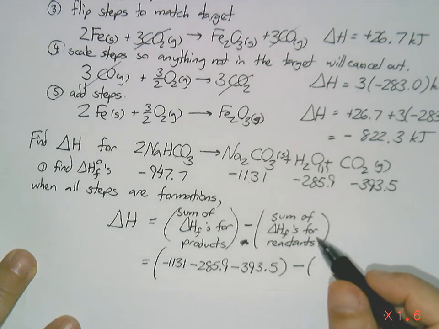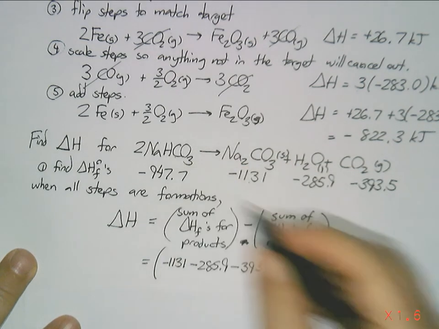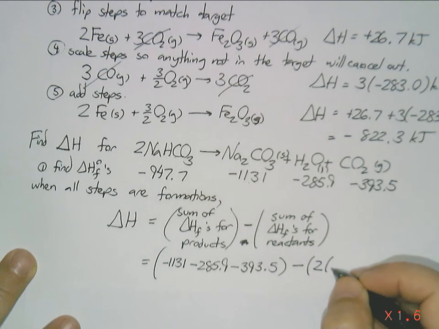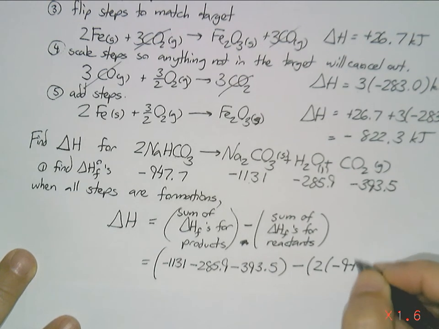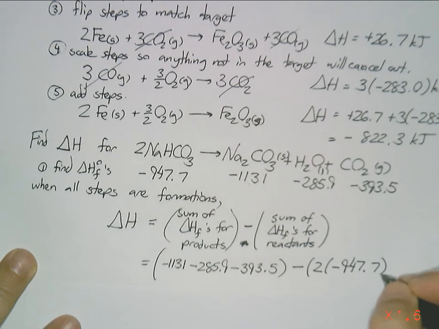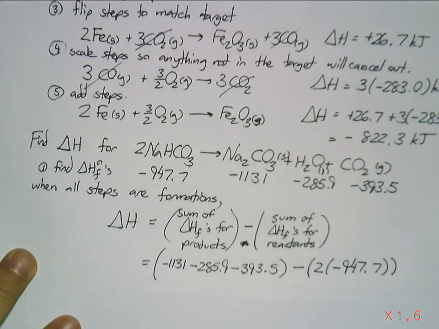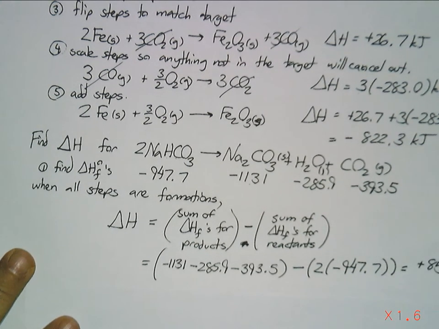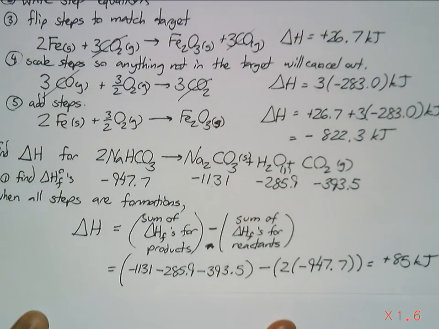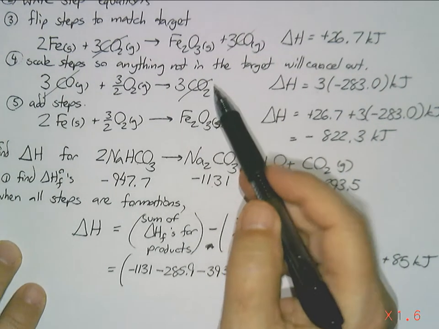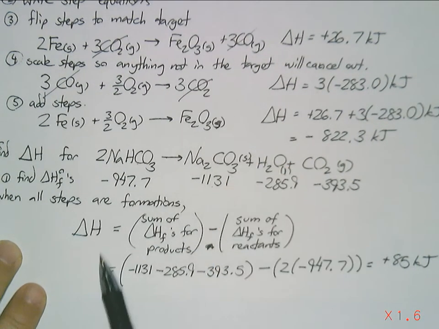The sum for the reactants. Here's the reactant. And there's two of these. So I have to say 2 times minus 947.7. All right? So if I pick up my calculator now and do this, I'm going to get something like plus 85 kilojoules. Now, that's a lot shorter than doing it my way up here, because I didn't have to write out all the steps. So I saved some time.